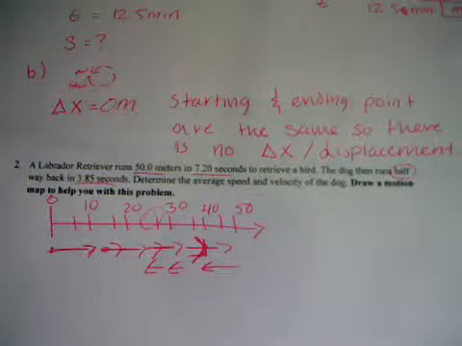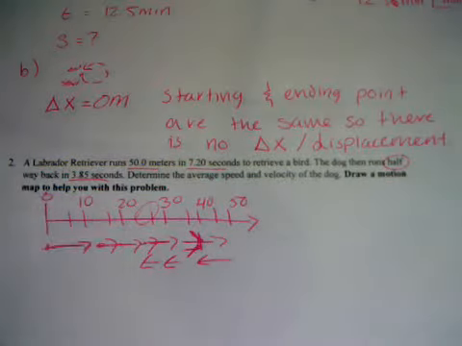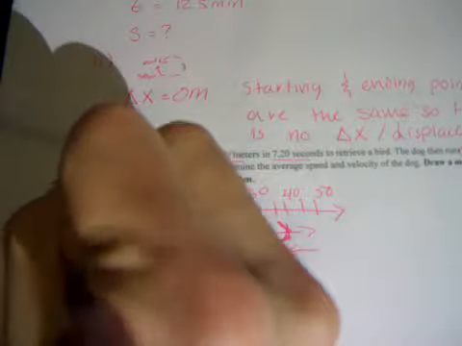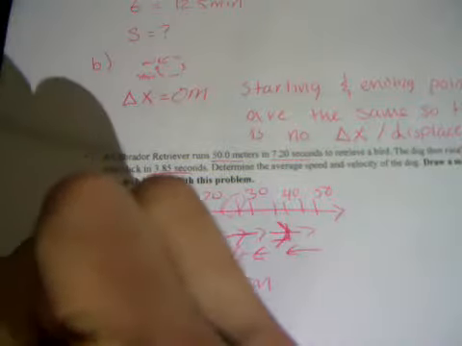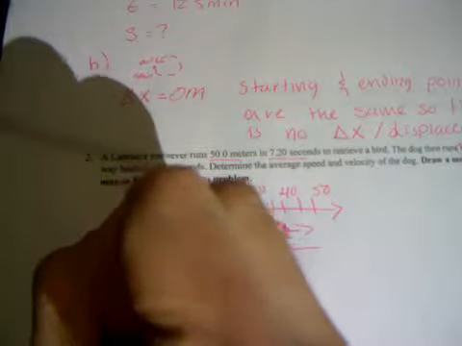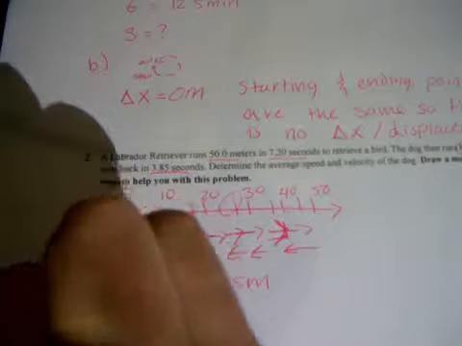Now, let's figure out how to get the speed first. So what do we know? What's the total distance that dog traveled from front to back? Well, that is 50 meters plus the way they went back, and half that way is 25. Equals 75 meters. And then the time would be however long it took to go this way, plus however long it took to go this way. So that total would be 11.05 seconds. And we're looking for our speed.